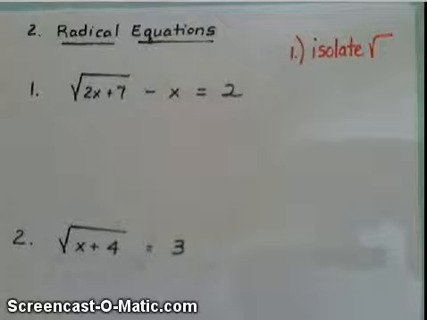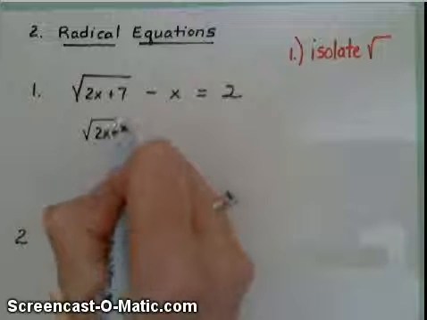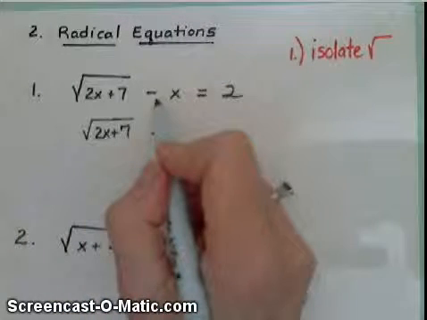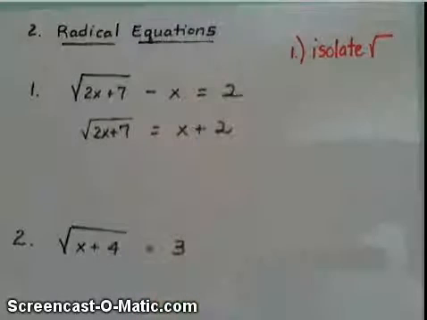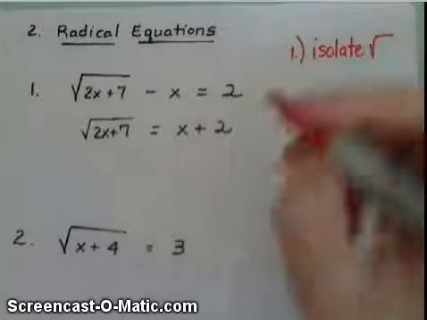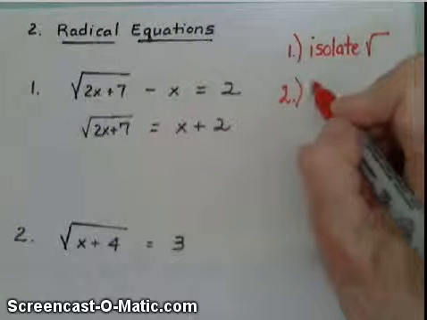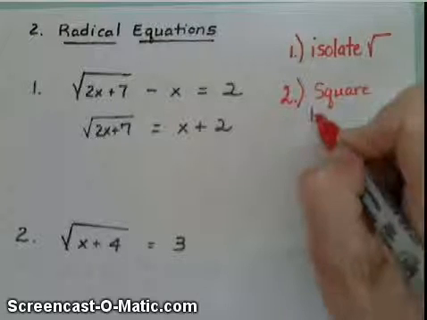So let's isolate the radical. In other words, in this problem, let's put the square root of 2x plus 7 on the left where it is. And then let's move everything else, including the negative x, over: x plus 2. Okay, so isolate the radical. Second step. Since this is a square root, we're going to square both sides.